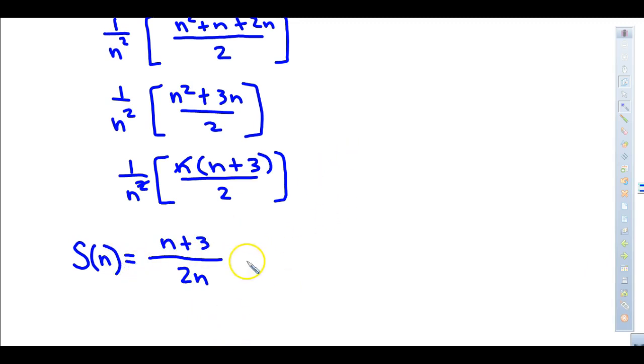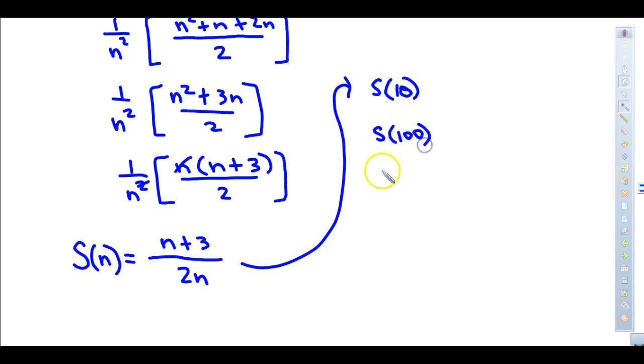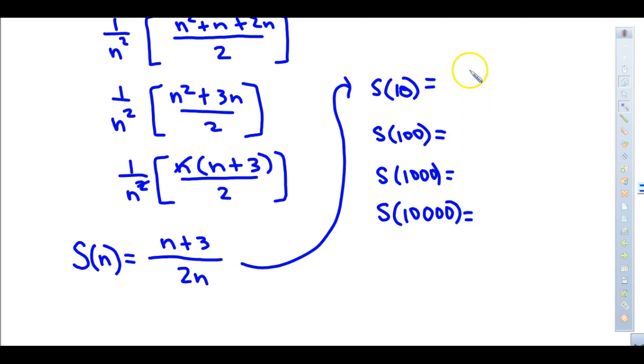So now I can do the second part. Now I can evaluate this for those values. They told us to evaluate it for 10, 100, 1,000, and 10,000. And I can do this without a calculator. I haven't picked up a calculator yet. So that's going to be 10 plus 3 over 2 times 10. So that gives me 13 over 20.